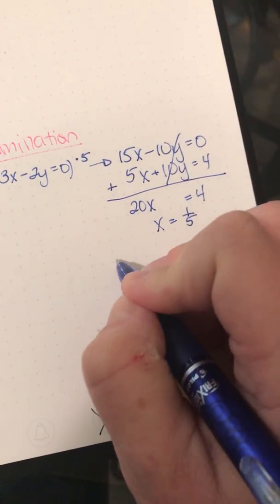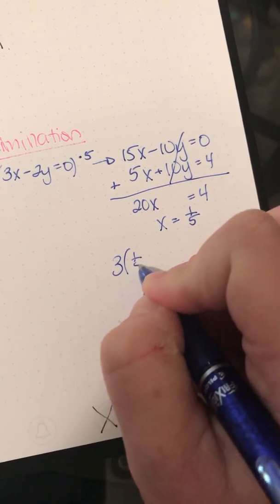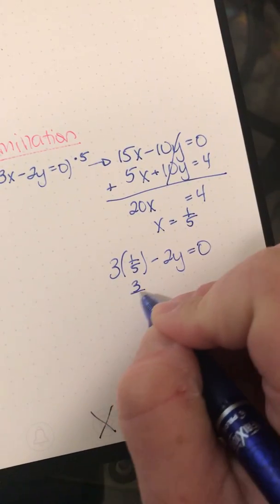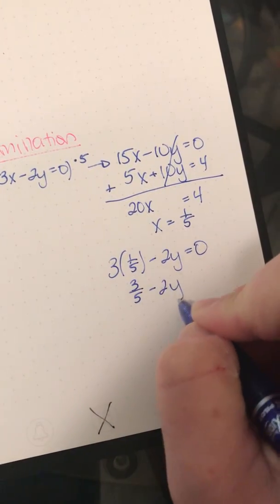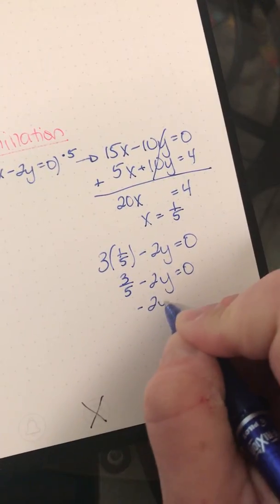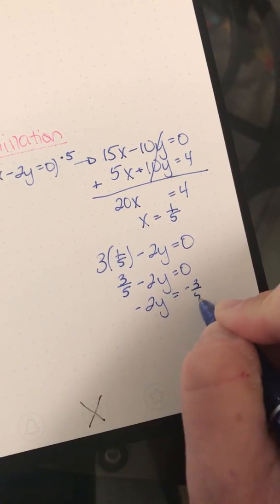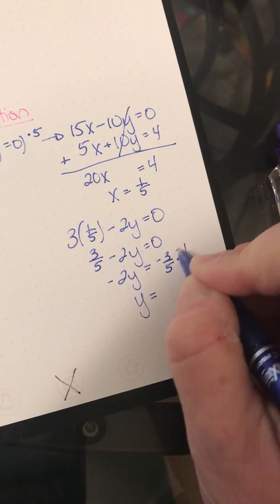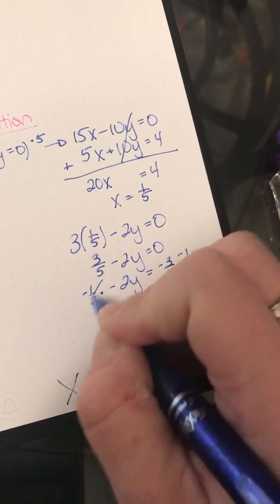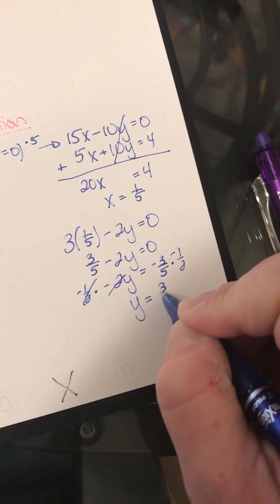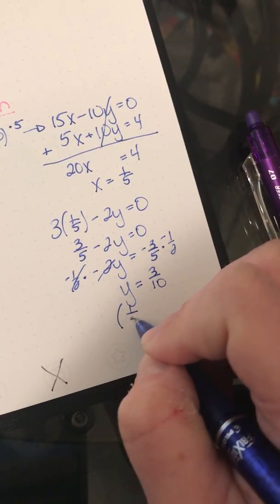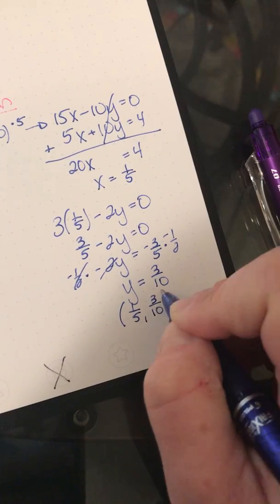I'm going to go back to the original, so 3x, so 3 times 1/5, minus 2y is equal to 0. I get 3/5 minus 2y is equal to 0. Negative 2y is equal to negative 3/5. Multiply by the reciprocal. Those go away, and y is 3/10. Don't forget to write it as a what? Oh, yes. As a coordinate.